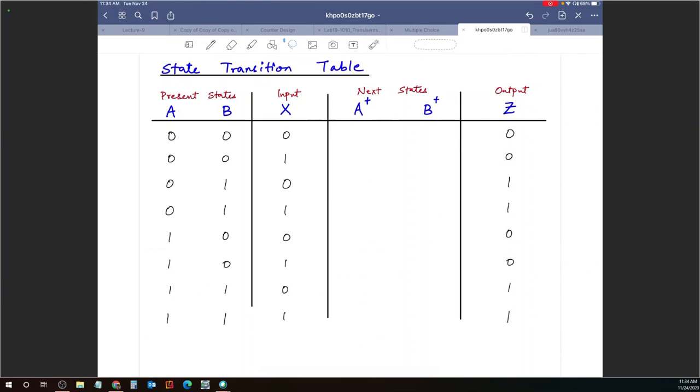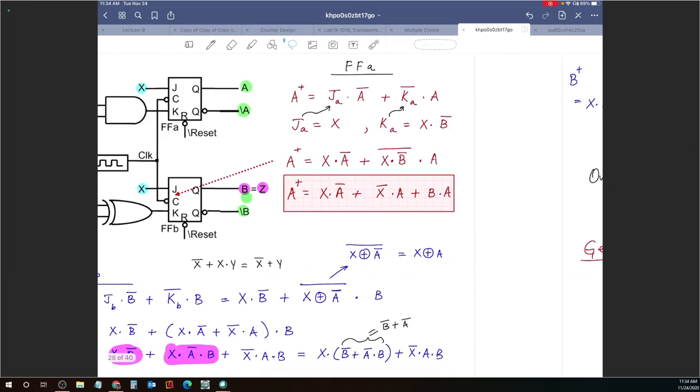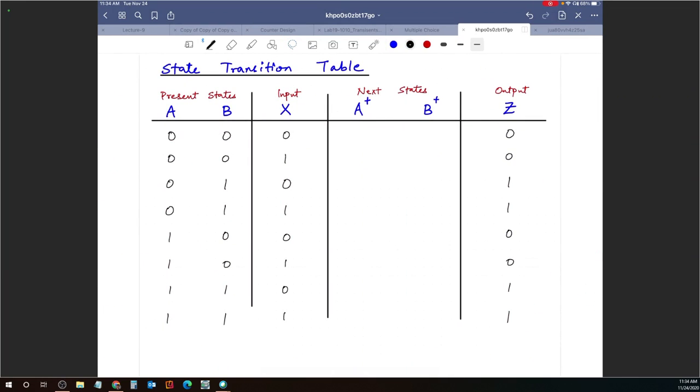So that is Z equals B. That's done. And then what I can do is A plus and B plus. Let's see which one is easy. A plus X, A complement, or X complement A. Okay, so let me just fill this out. You guys can verify this later. I'm just using the logic expressions for A plus and B plus and plugging in the 3 variables A, B, and X into those equations to find out A plus and B plus.